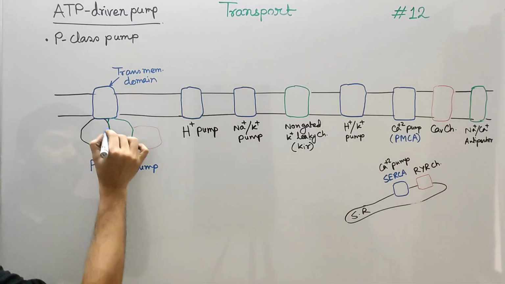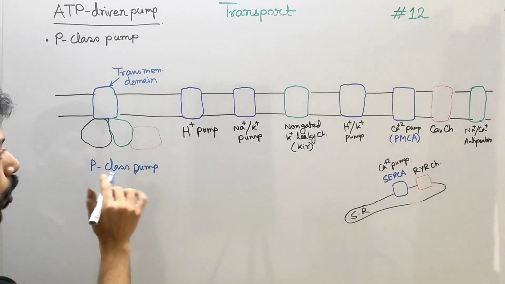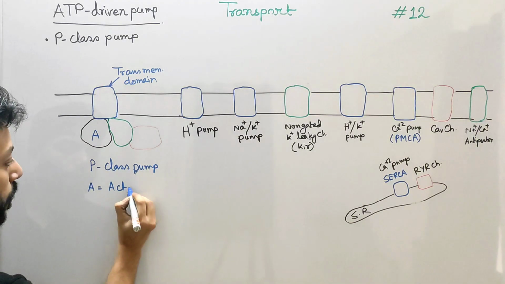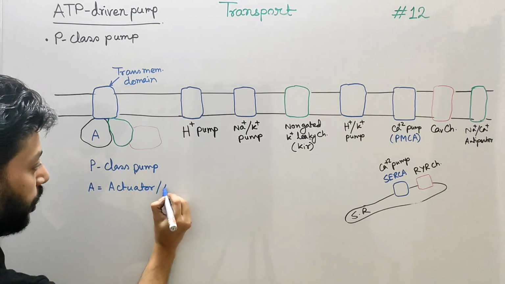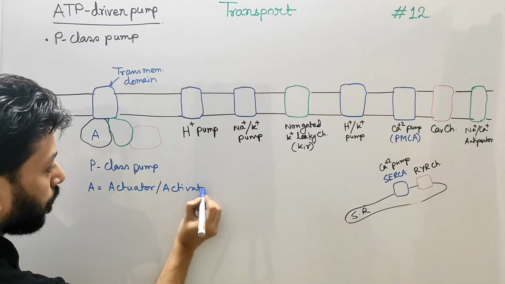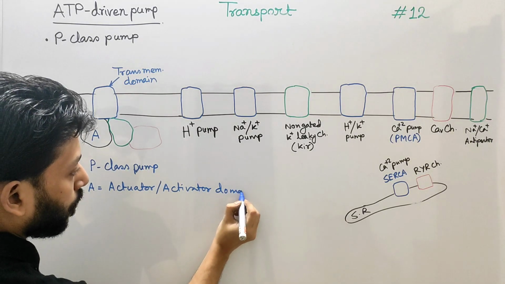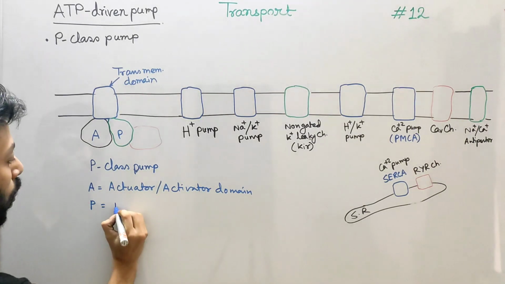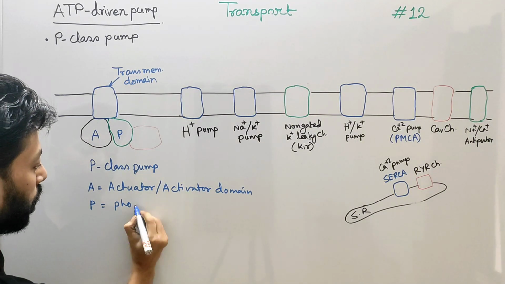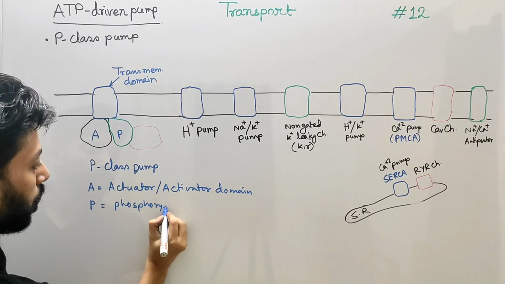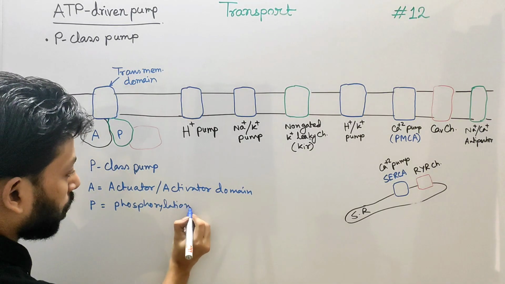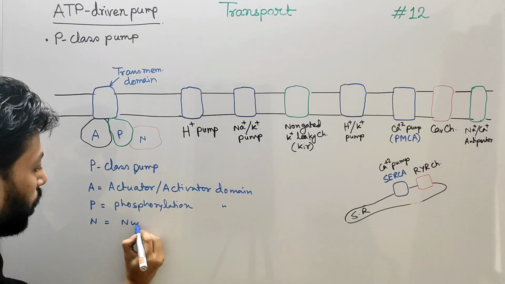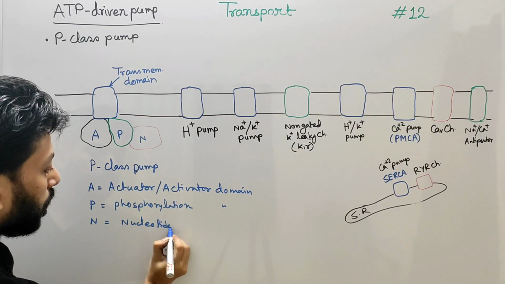Now, these three other segments: this is called the A or actuator domain. This is called the P domain or phosphorylation domain. And this is called the N domain, that means the nucleotide binding domain.